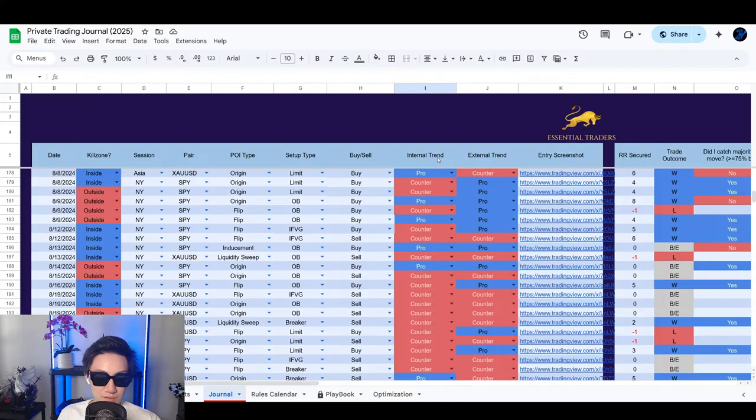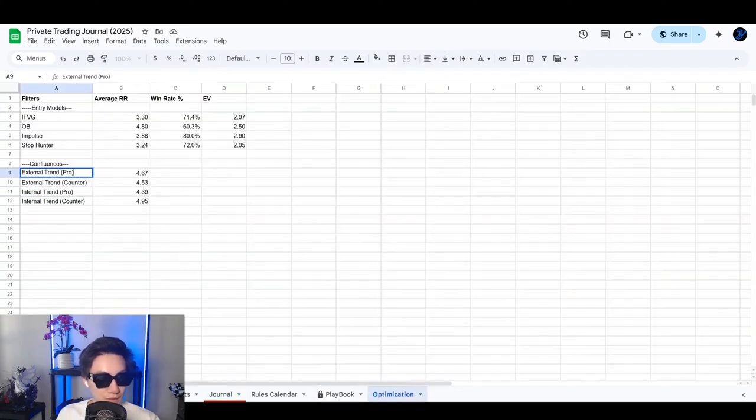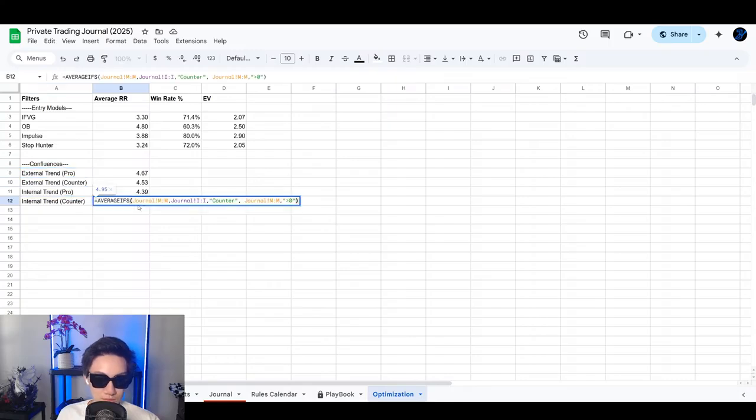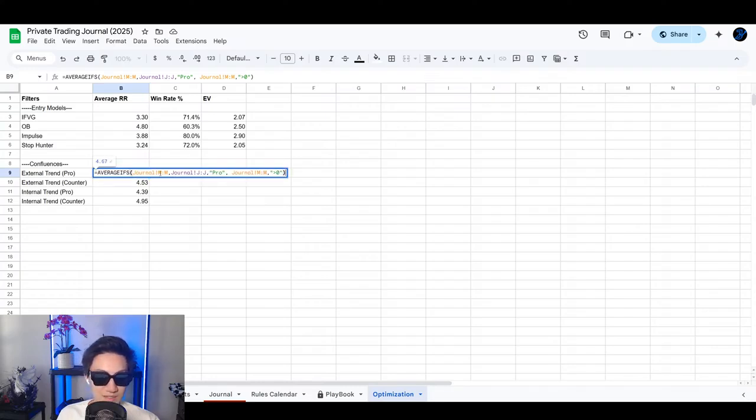We can probably call this, yeah, I'll just name it internal trend. I was going to rename it to external structure and internal structure, but trend makes more sense. And then you can see internal trend counter, surprisingly, came out with more risk reward. But for the most part, you'd expect counter to get slightly less risk reward. A 0.14 difference in the risk reward average between these two is not significant enough, so it doesn't really matter to me. This is insignificant data, it doesn't mean anything.